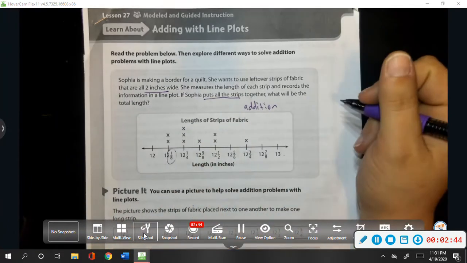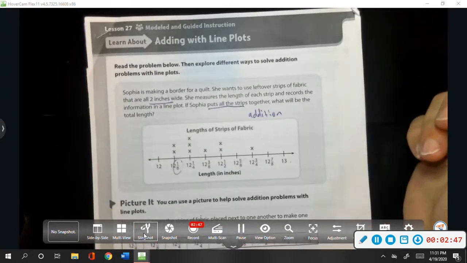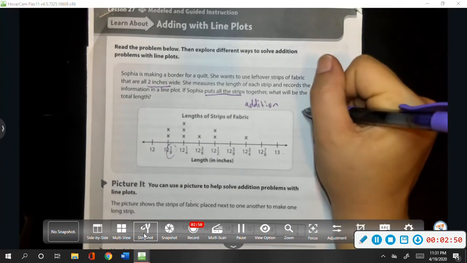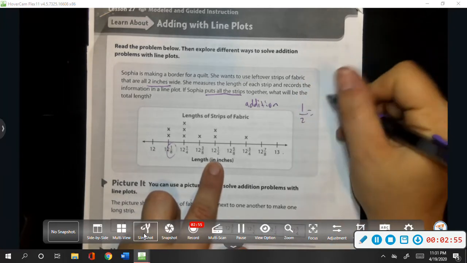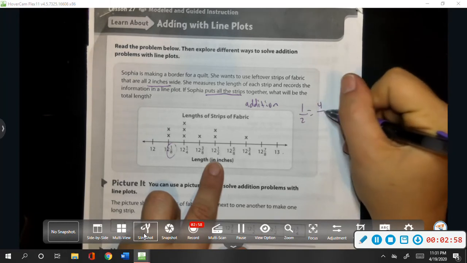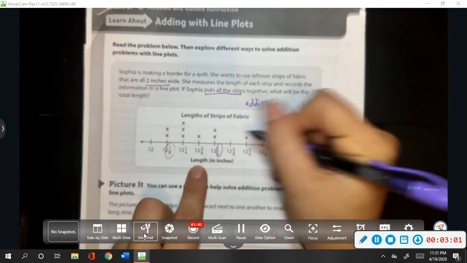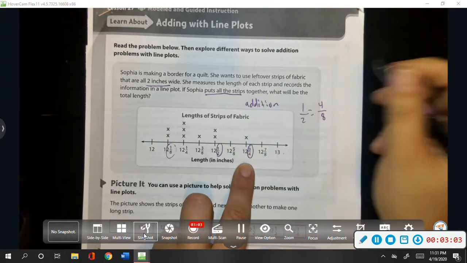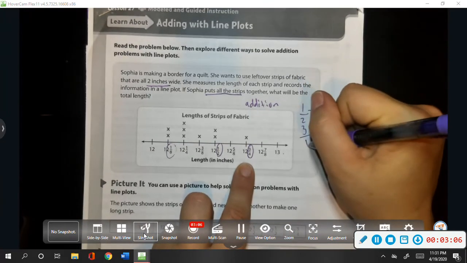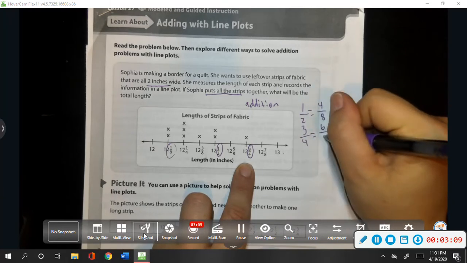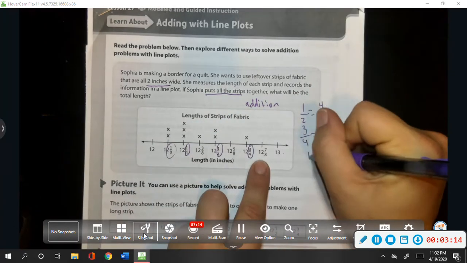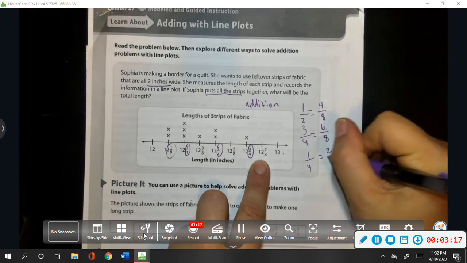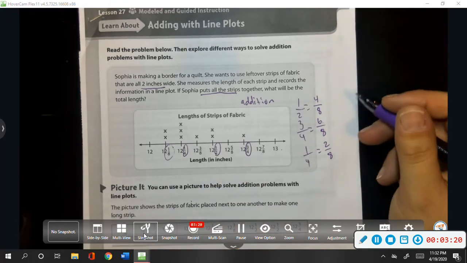Okay. So now that we kind of have that plan, I'll do it on this side. We know that this half is the same as 4/8. The 3/4 is worth 6/8. And the quarter is worth 2/8.